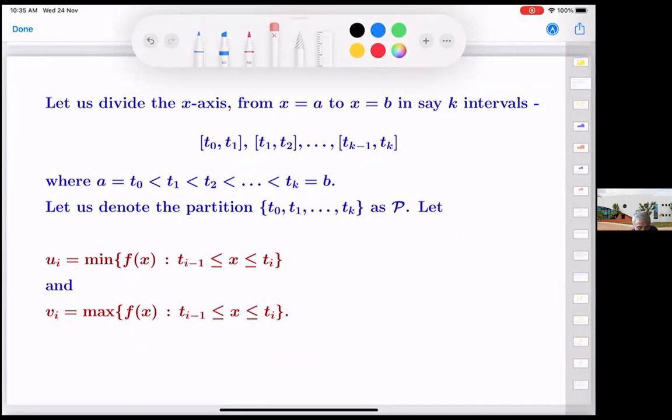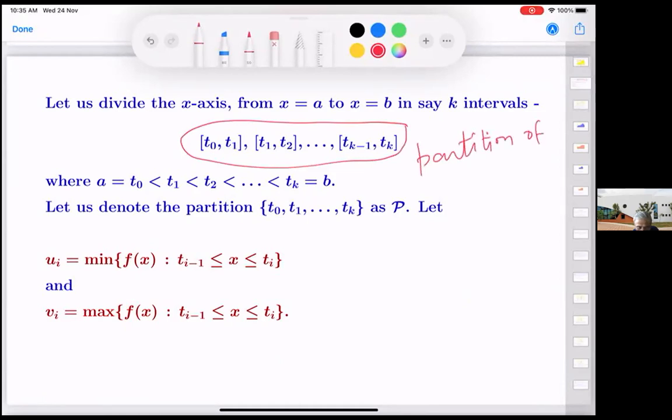These points T0, T1, up to Tk are denoted as script P. Together they can also be called a partition of A to B. So this can be called a partition, or P itself can be called the partition.